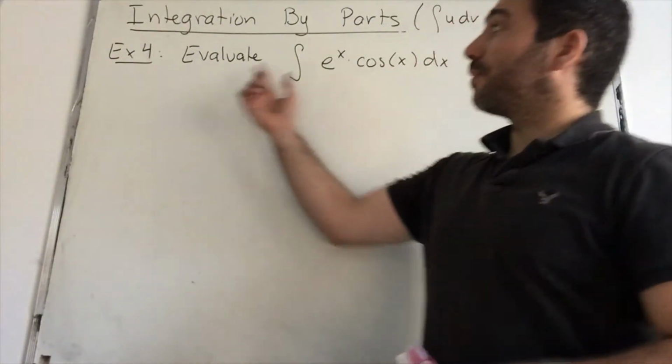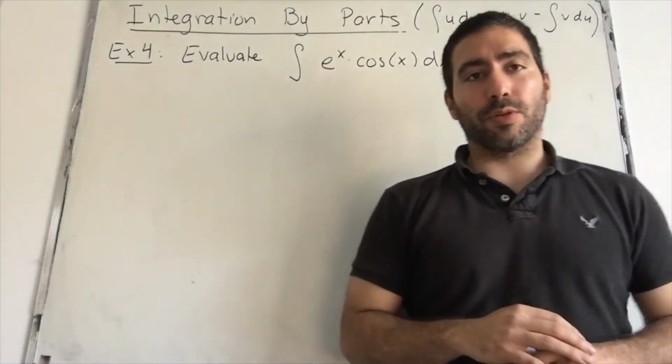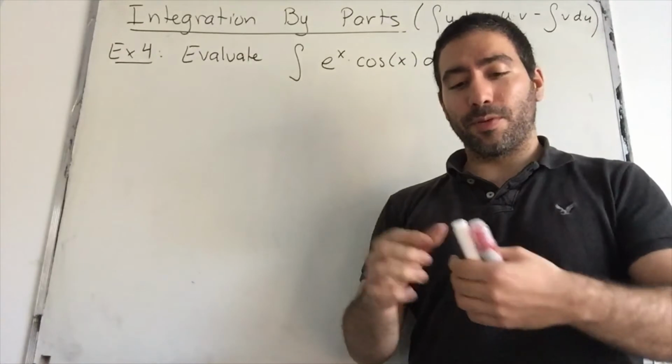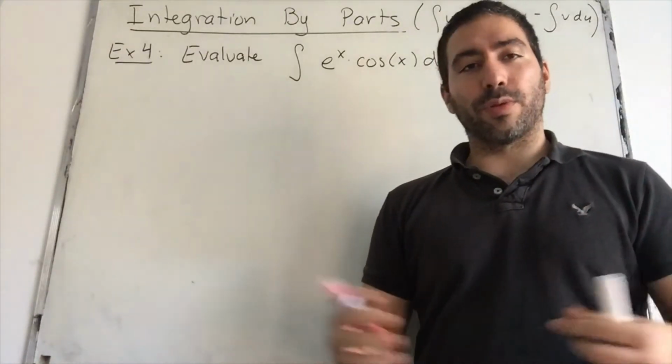Okay, so let's take a look at the next one. So here, example number 4, we have to evaluate the integral of e to the x times cos x dx. This one here is a very common trick. Be careful. Let's go ahead and solve this one together.